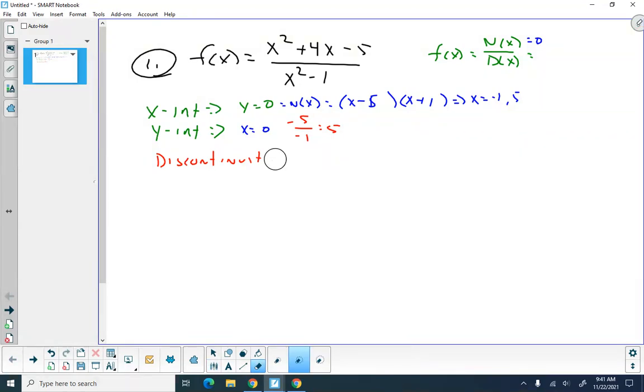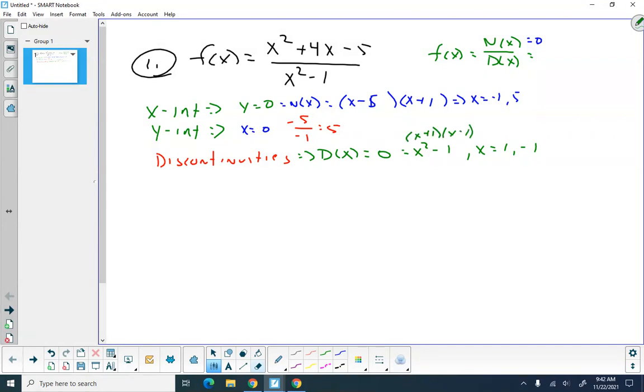Our discontinuities. Our discontinuities are where our denominator is equal to 0. What makes our denominator equal to 0? So we're looking at x squared minus 1 equal to 0. x equals 1 and -1. And once again, we can factor this: x plus 1, x minus 1.